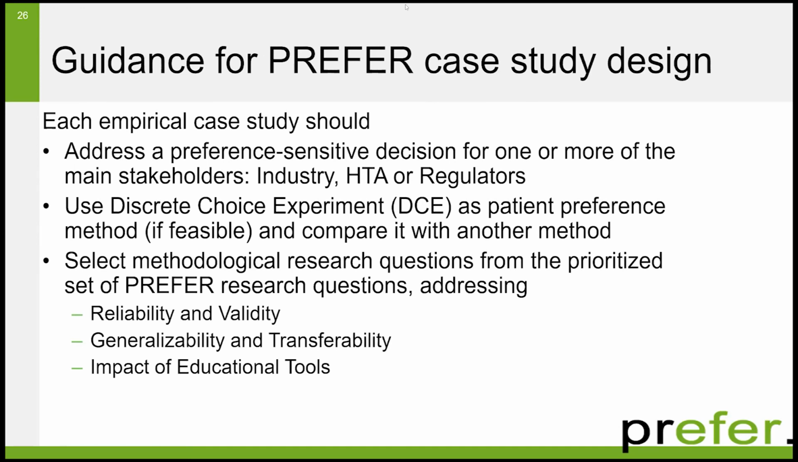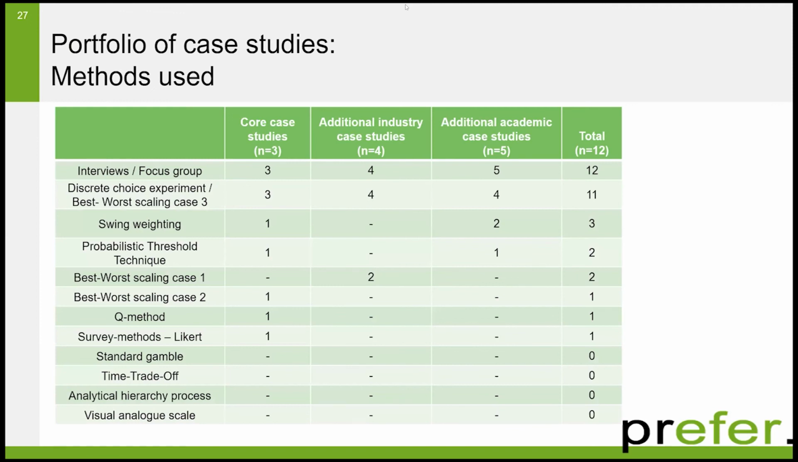And then also to address other methodological questions that were felt to be prioritized in PREFER. These were again related to reliability and validity, generalizability and transferability, and educational materials. So we ended up with 12 case studies. And in terms of the methods used, you can see that 11 of the 12 used discrete choice experiments or best-worst scaling type 3.